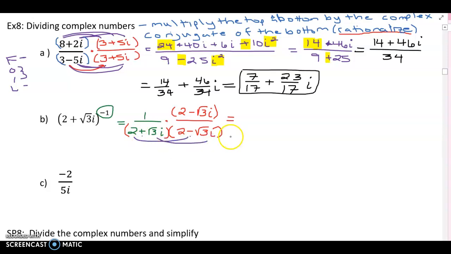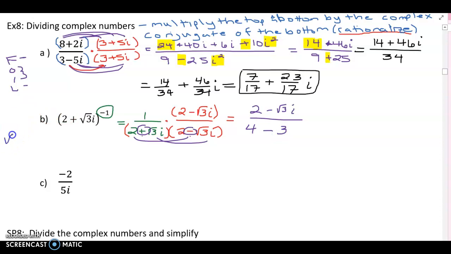I don't want you to get in the habit of doing that all the time. It is only because of the conjugate. If it was not a conjugate, we cannot do that. So 2 minus radical 3i on the top. 2 times 2 is 4. Positive radical 3 times negative radical 3 is going to be -3.